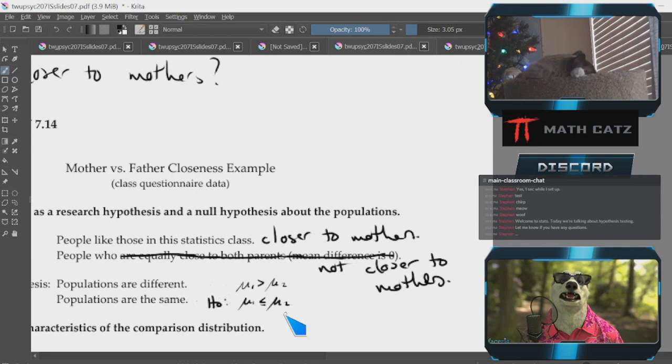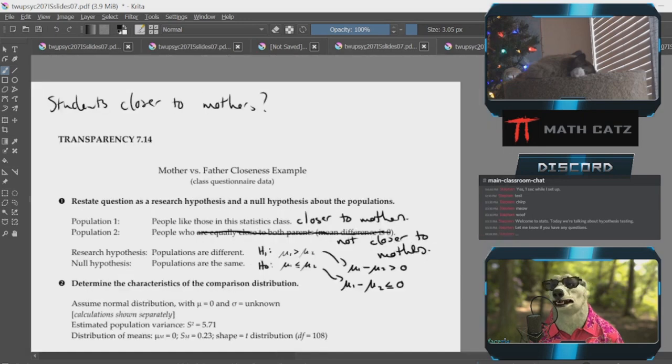Now we can of course rephrase these. H1, sorry, I keep saying H1: mu1 minus mu2 less than or equal to 0, versus mu1 minus mu2 greater than 0. We are looking and hoping for mu1 to be greater than mu2, the closeness measure to mothers more than to fathers. In other words, the difference positive versus not. Okay, zoom out a little and have that over there.